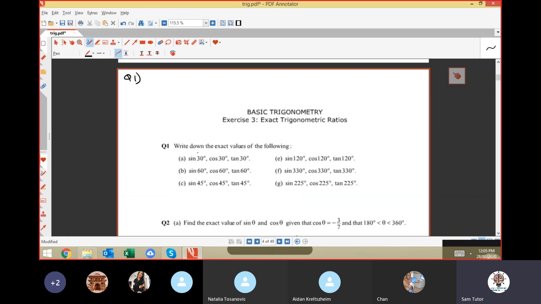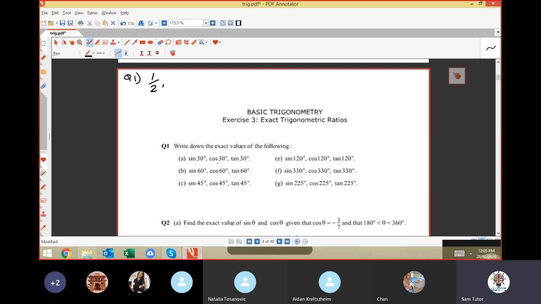It does say sine 30. So on our calculator, we'll just put sine 30 in, press equals, and that should just say a half. Any questions with that? Nope. Great. That's exact value already.